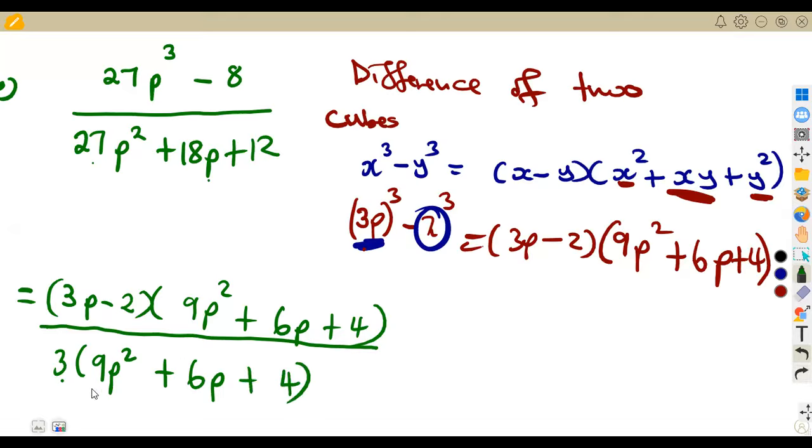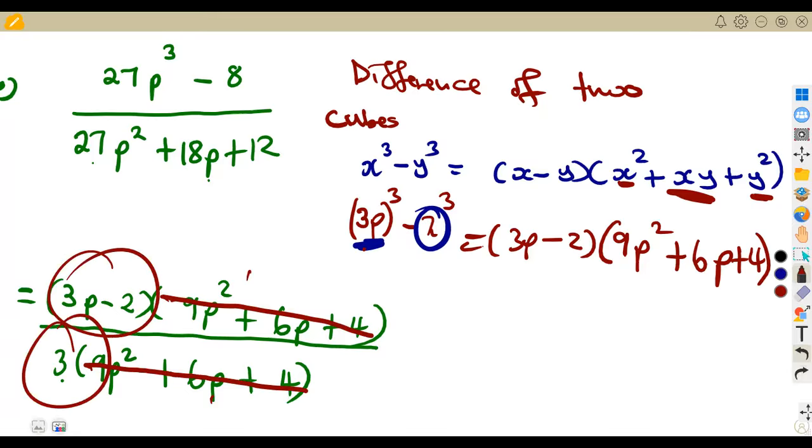As you can see, this cannot be factorized further. So it means we can cancel, because they are the same brackets. 9p squared plus 6p plus 4, and also 9p squared plus 6p plus 4, are the same. So I remain with this bracket over 3. They are not the same, so I cannot cancel these two.